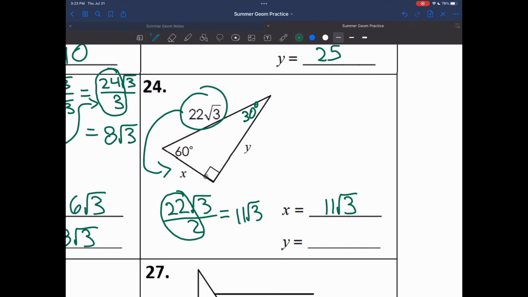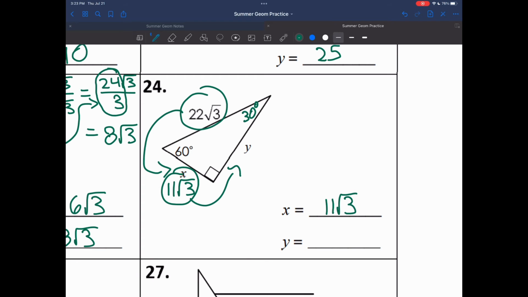Okay, I guess this one is slightly tricky. So now we have our short leg. Let me erase this part. Our short leg is 11 square root 3. And the way we go from short leg to long leg is whatever this is, we multiply it by the square root of 3 to get y. And it's a little tricky because it already has a square root of 3 in it, and then we have to multiply by the square root of 3, so I can see how that would be a little bit challenging. But let's write 11 square root 3 and go times the square root of 3. And then let's do that math.